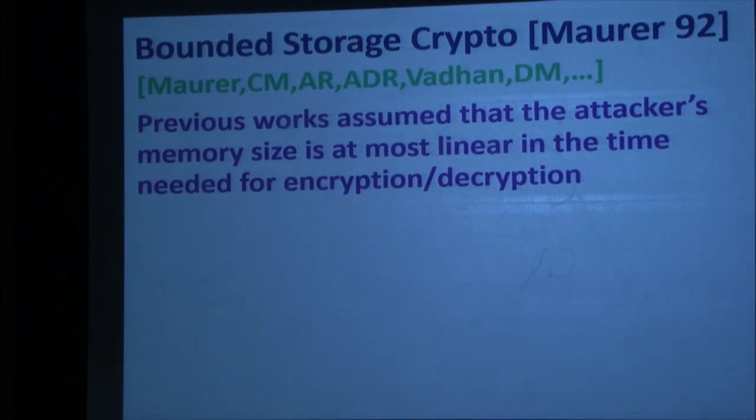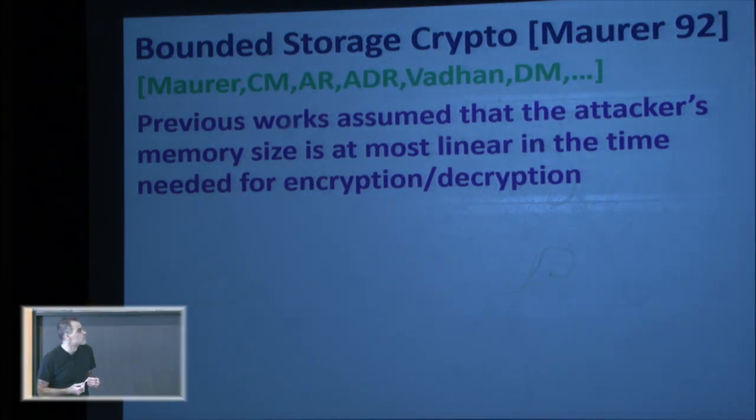This falls into the framework of bounded storage cryptography that was started by Maurer in '92, and there were many other works on this subject. But all previous works on bounded storage cryptography assume that the attacker's memory size is at most linear in the time needed for encryption and decryption.